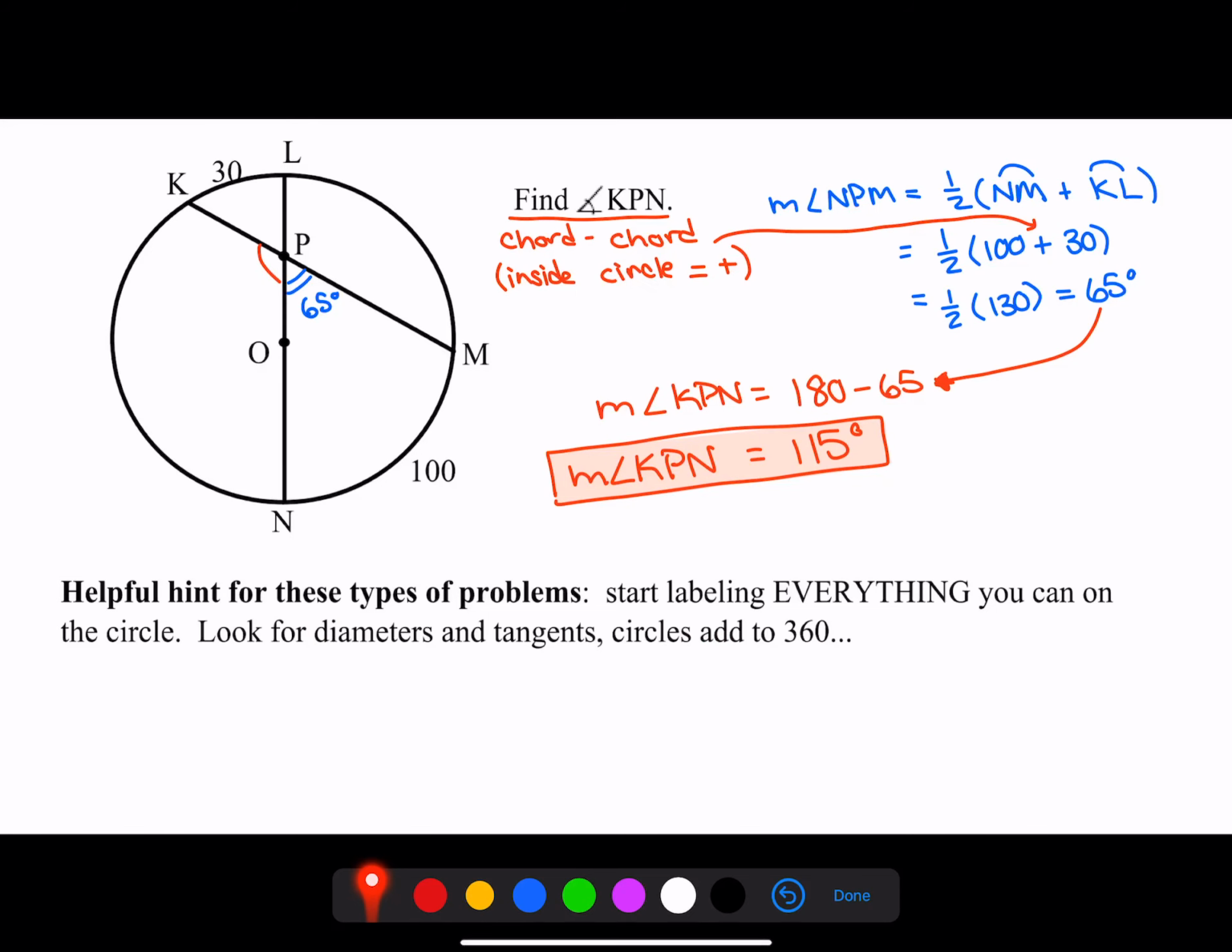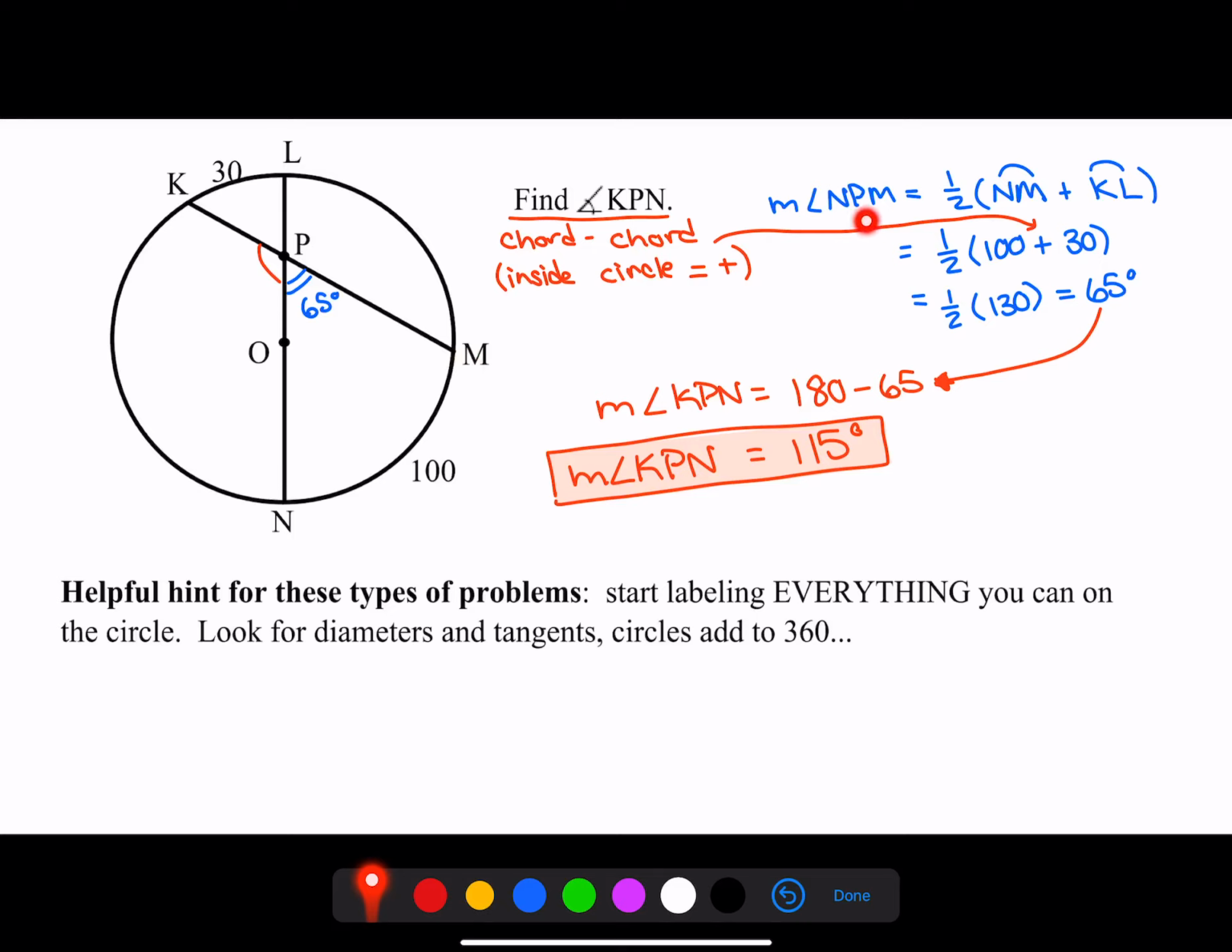So first off, looking at this, we have chord, chord. Once again, it's intersecting on the inside, so I should be using plus. So again, inside the circle is equal to adding them. Now we have the measure of angle NPM is equal to 1/2, and again, we're looking for KPN. I'm using NPM to get started because those are the angles that the arcs are facing. So if I can find NPM, then I should be able to find KPN.